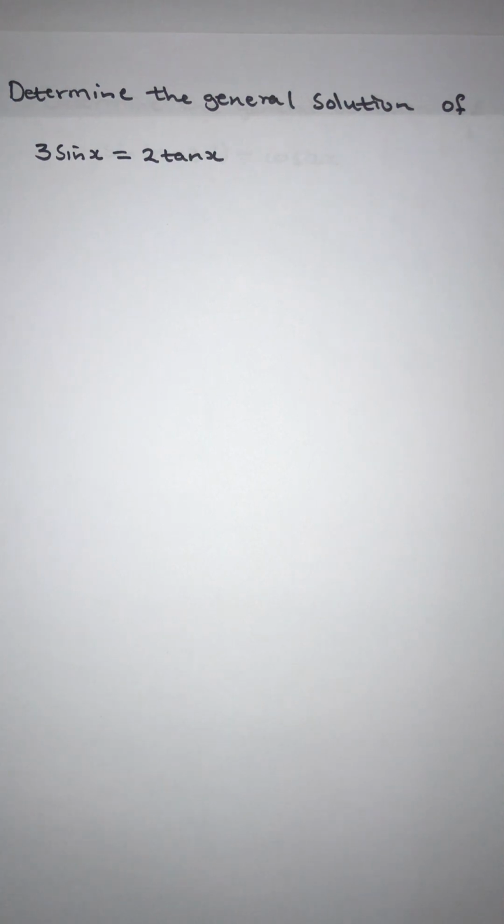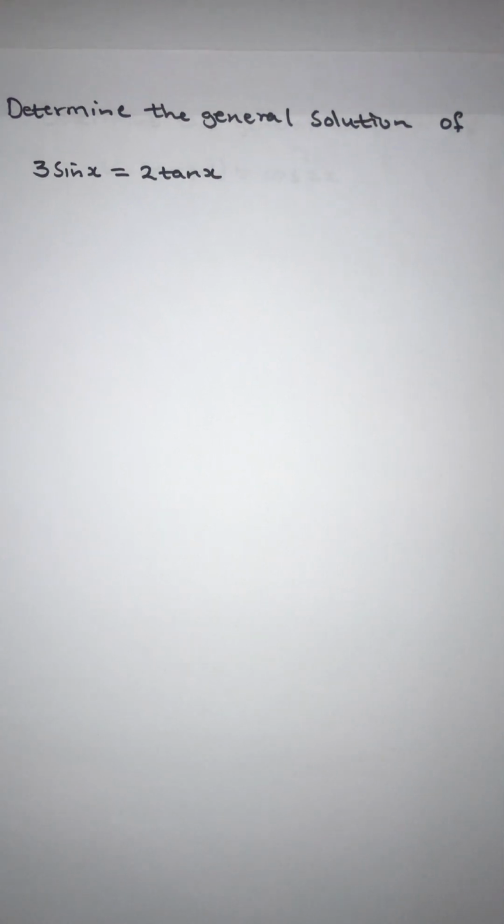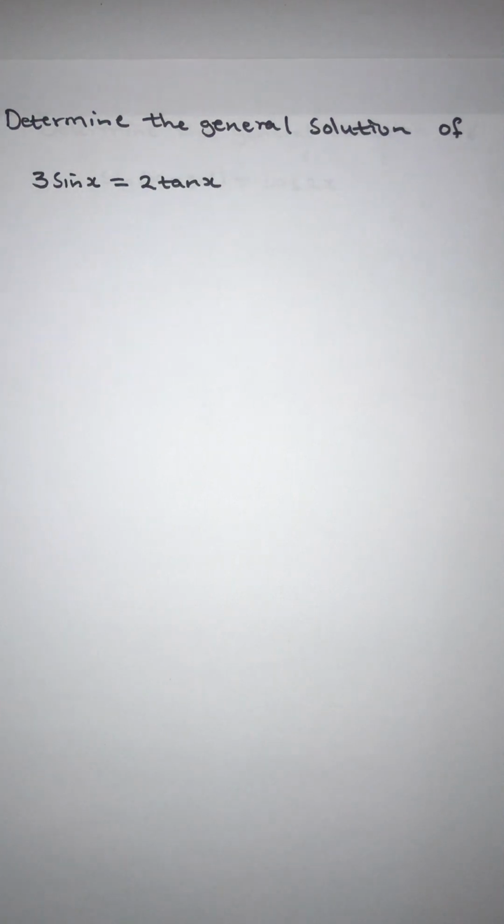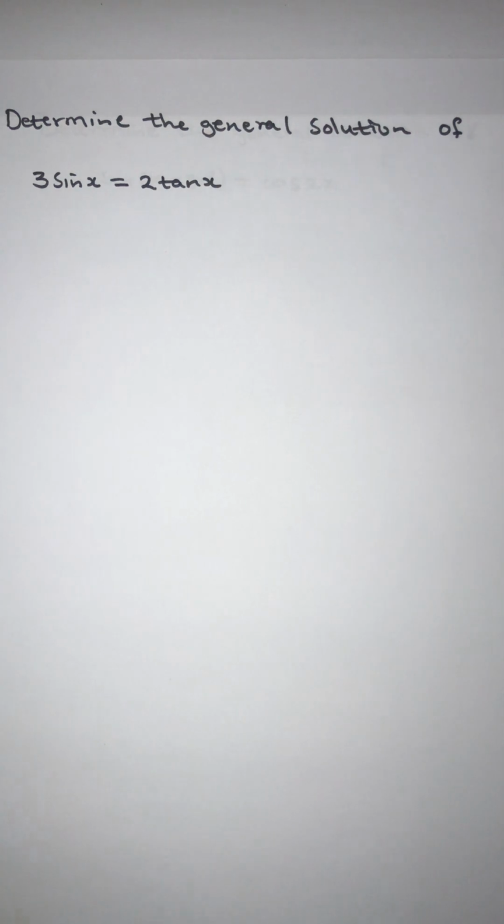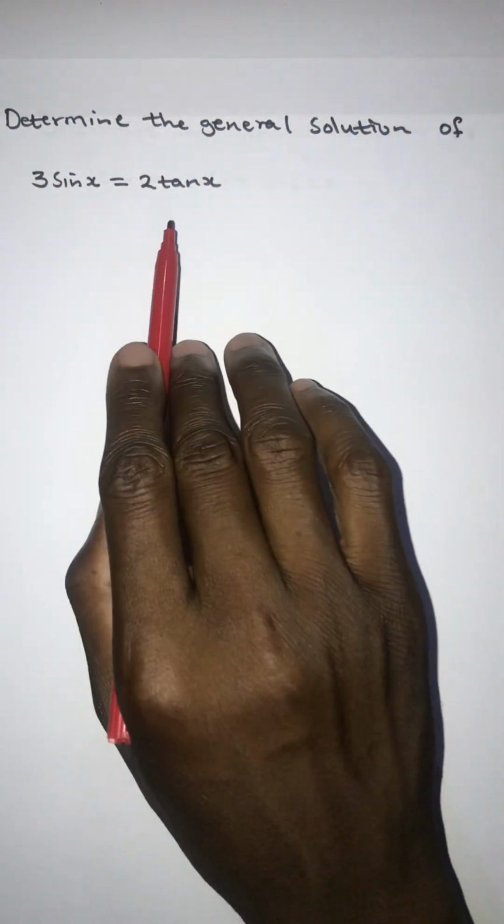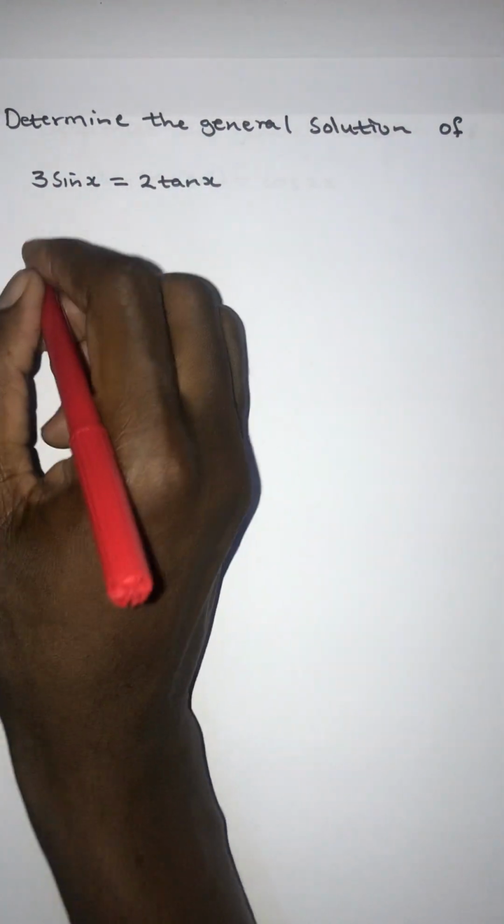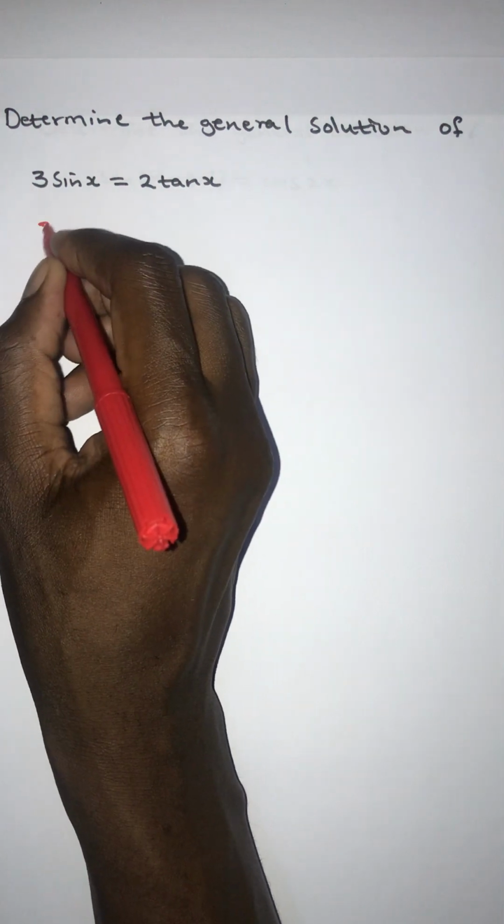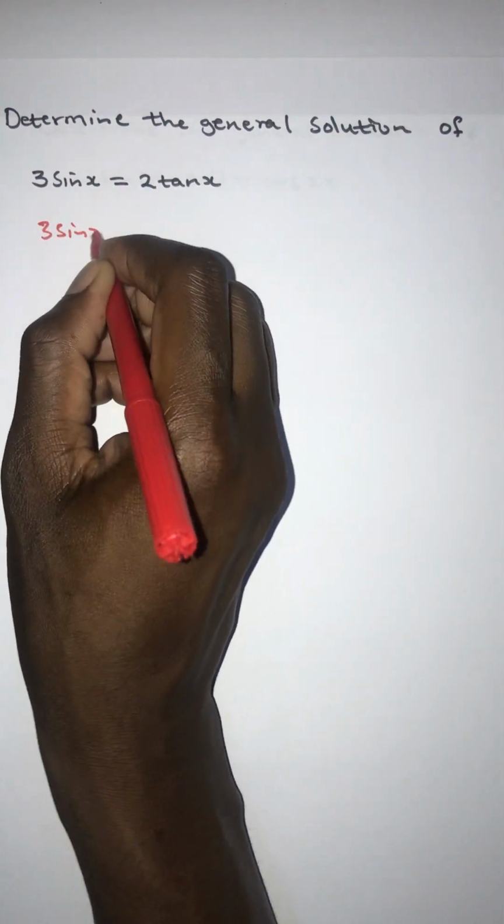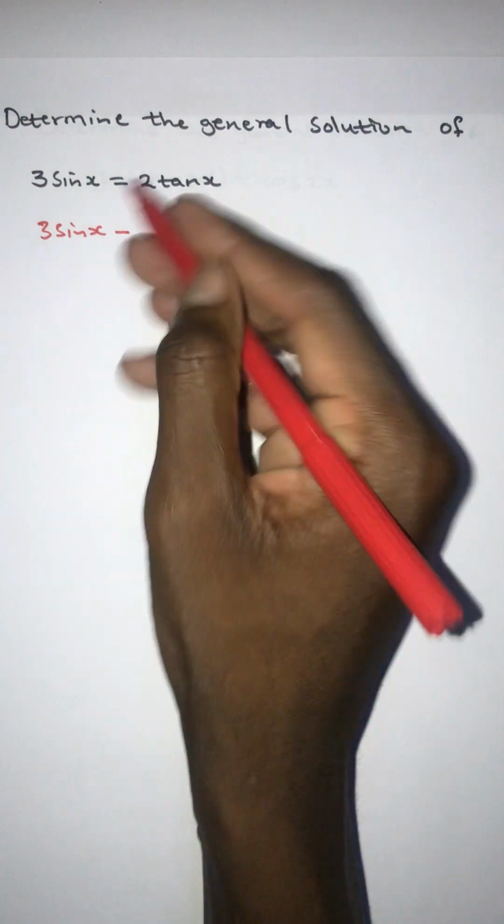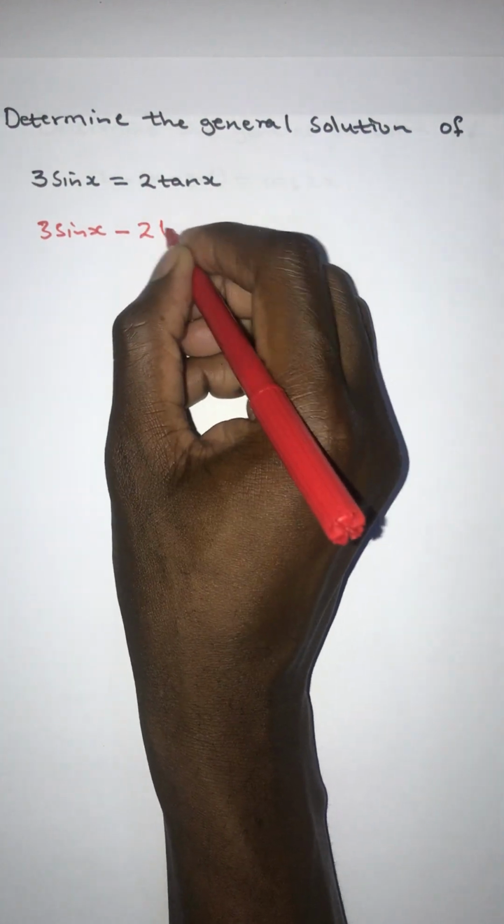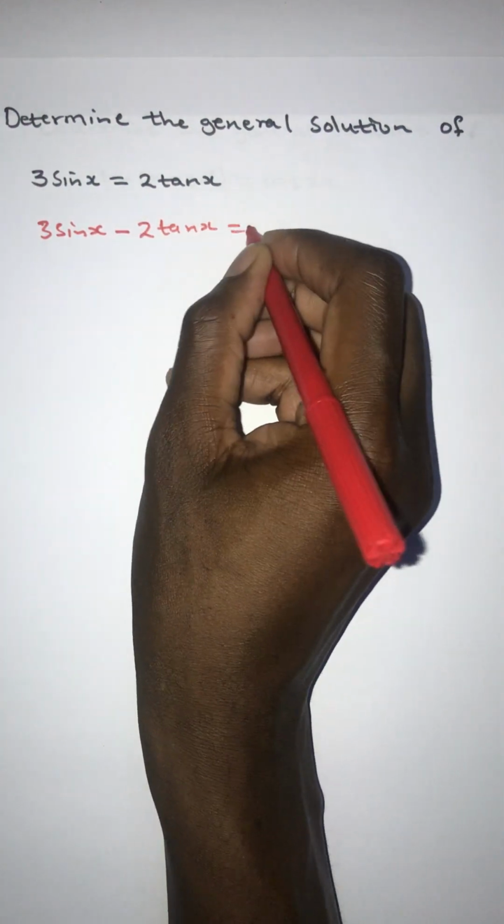Now, determine the general solution of 3 sine x is equal to 2 tan x. You can pause the video and try the question if you can. Now let's check. We have a sine this side, we have tan this side. So let's say we group everything in one side. So we're going to have 3 sine x minus, take this to the other side, 2 tan x, then it's equal to 0.